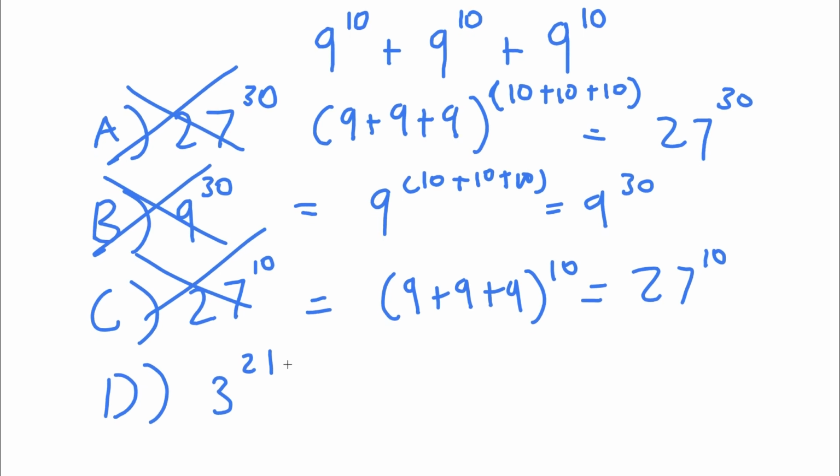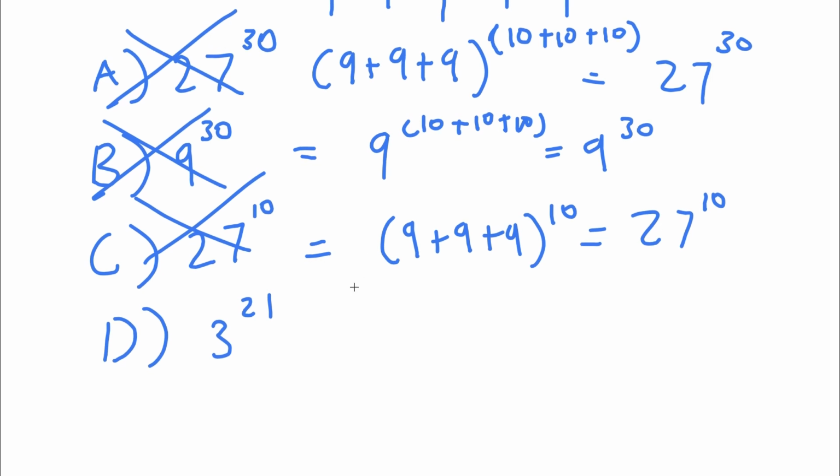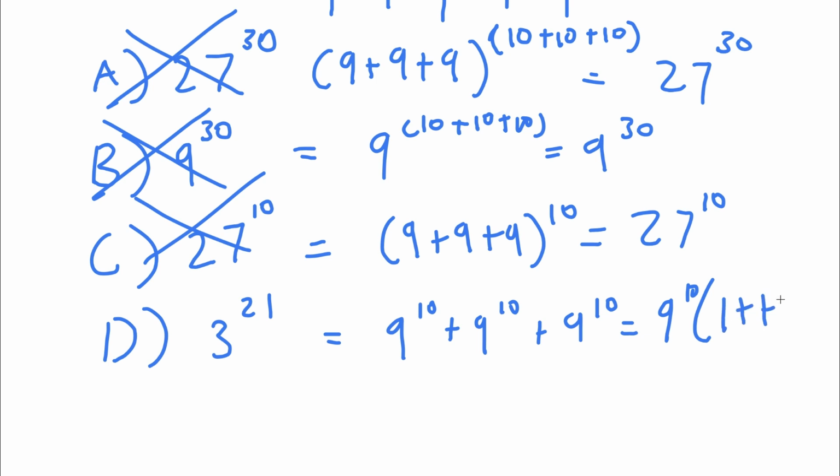So finally, I have 3 to the power of 21. And how I do this is I first start with 9 to the power of 10 plus 9 to the power of 10 plus 9 to the power of 10. And now I'm going to factor out 9 to the power of 10 from this. So I get 9 to the power of 10 times 1 plus 1 plus 1. Now, 1 plus 1 plus 1, that's 3, so I get 9 to the power of 10 times 3.